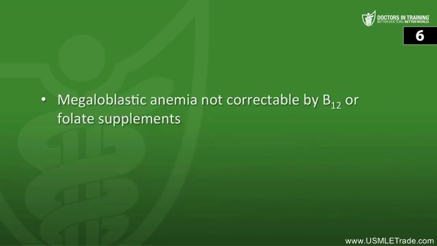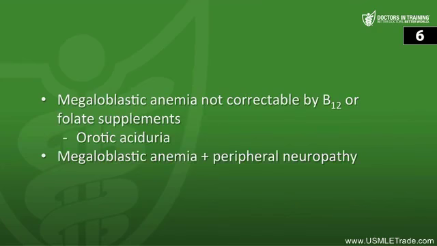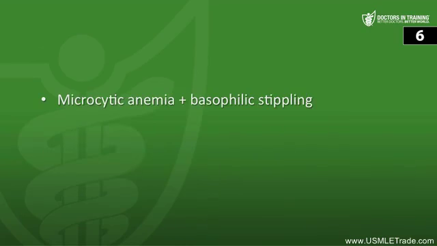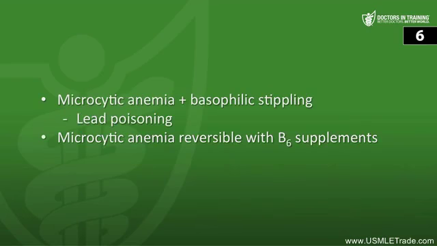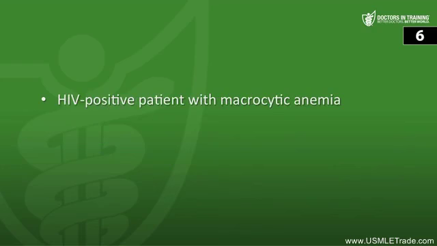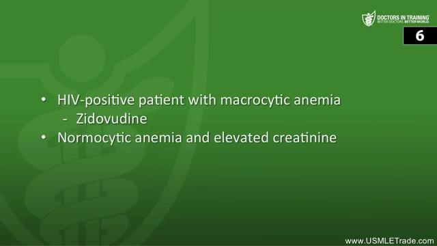Megaloblastic anemia that's not correctable by B12 or folate supplements, you're going to think about orotic aciduria. Megaloblastic anemia plus peripheral neuropathy, think about B12 deficiency. Microcytic anemia with basophilic stippling is most commonly lead poisoning. Microcytic anemia that's reversible with B6 supplements is sideroblastic anemia, which we said has several different causes. An HIV-positive patient with macrocytic anemia, remember, zidovudine could do this. So this patient may be on zidovudine, causing a macrocytic anemia. And normocytic anemia with elevated creatinine is chronic kidney disease, resulting in low erythropoietin levels.